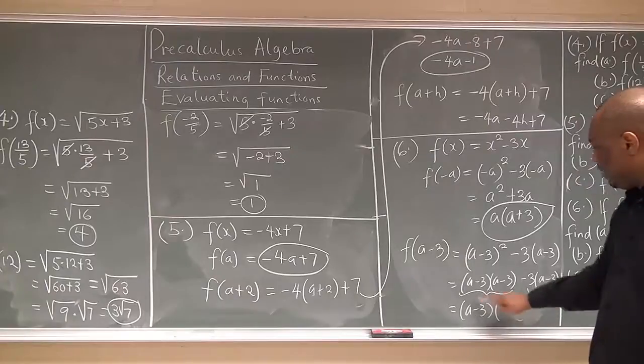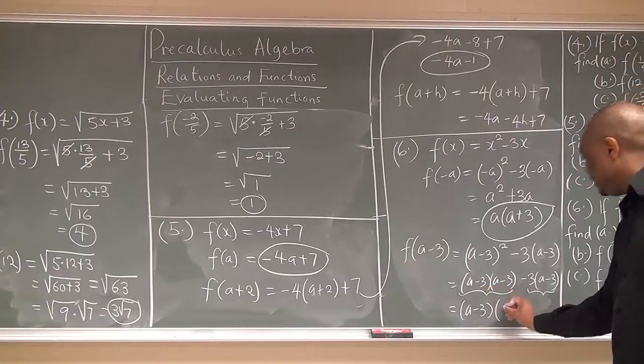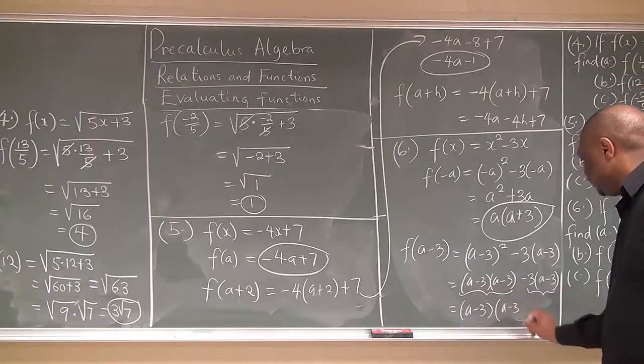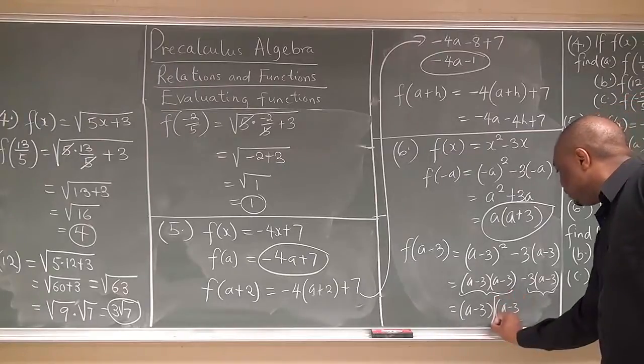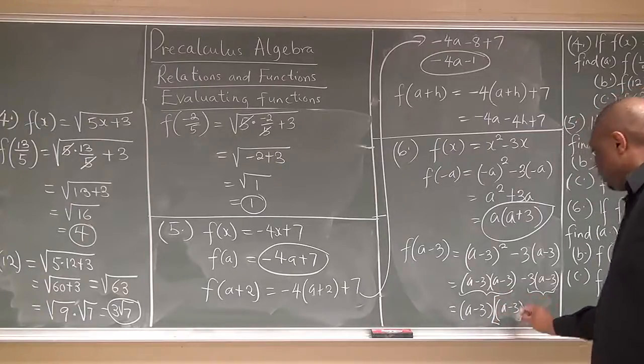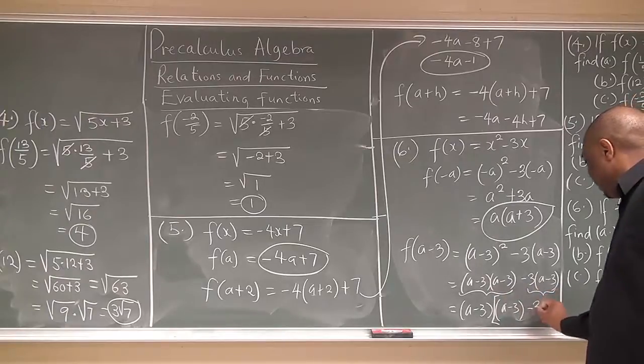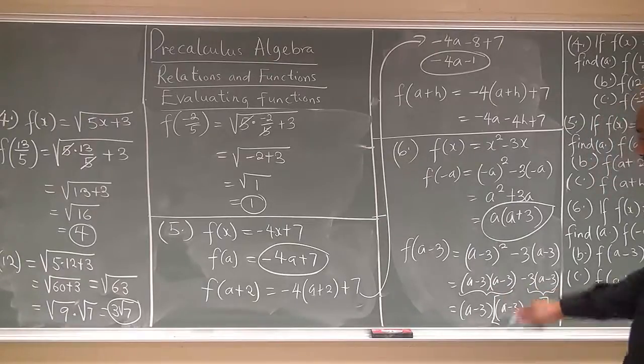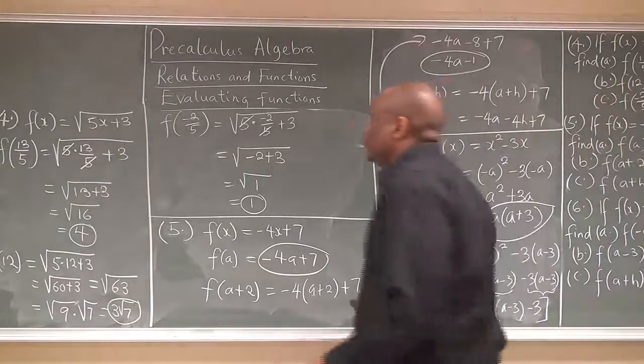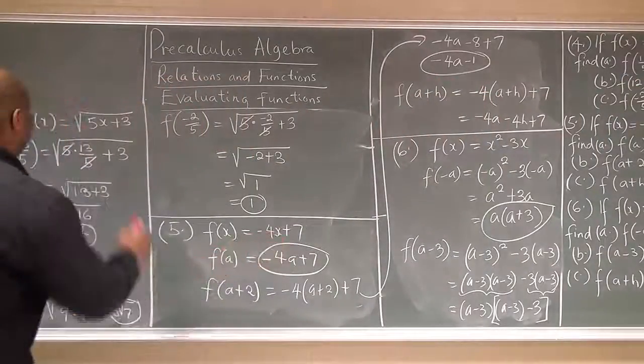And if you factor out a minus 3, what will remain here is a minus 3, right? I can put a bracket here. What will remain here is a minus 3, then minus 3. And if we finish that, we now have this.